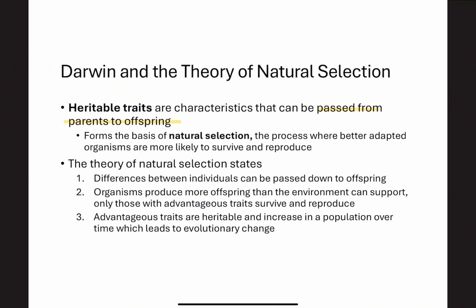And one of the ideas of natural selection is competition. The idea that organisms are going to produce more offspring than the environment can support. And individuals that have advantageous traits, they're going to survive and reproduce more. So over time, those traits become more common and that population is going to evolve. Natural selection explains why species change and adapt to their environments.